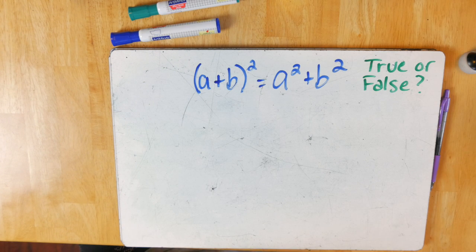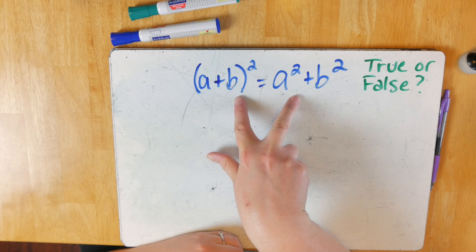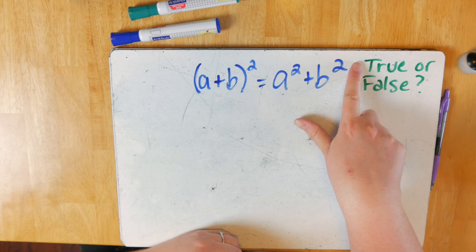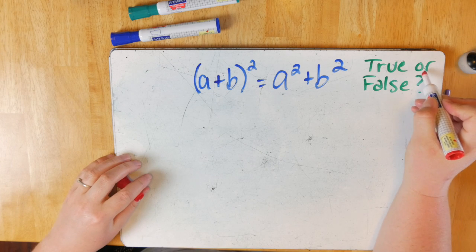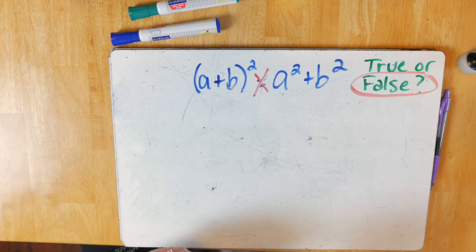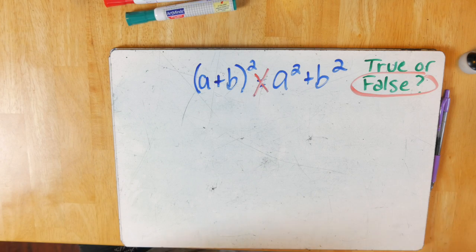All right. Now, I think every math teacher on the face of the earth has probably seen these two expressions written as equal to each other. The question is, is this true or false? It is absolutely false. These two are not equal to each other. And I'm going to show you why. And I'm going to use the area model to show you why.